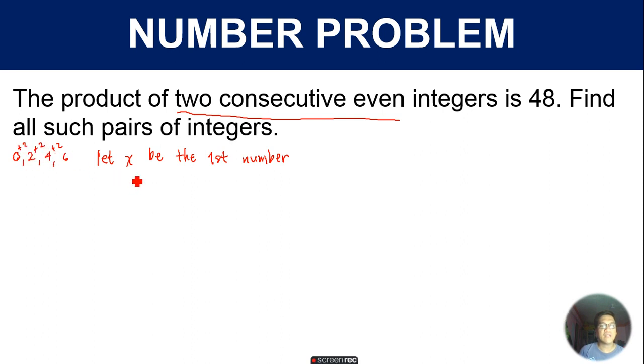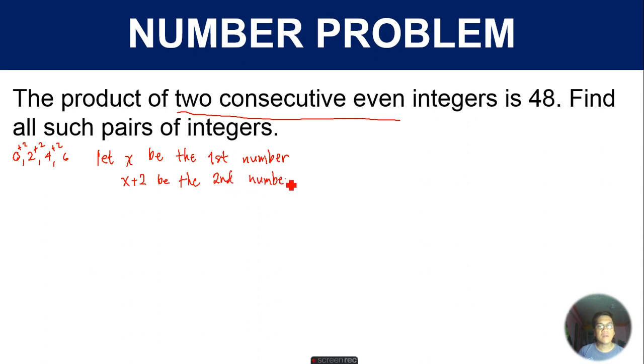We add 2. So, therefore, our second number will be x plus 2. Alright? So, let x plus 2 be the second number.